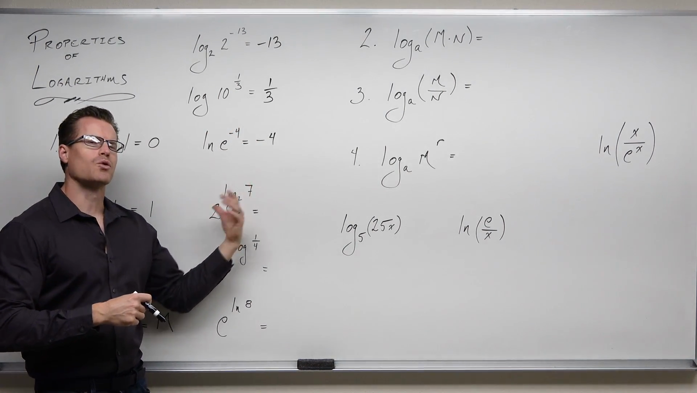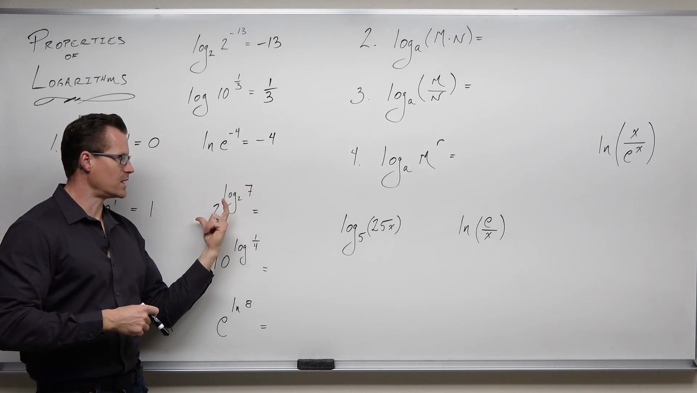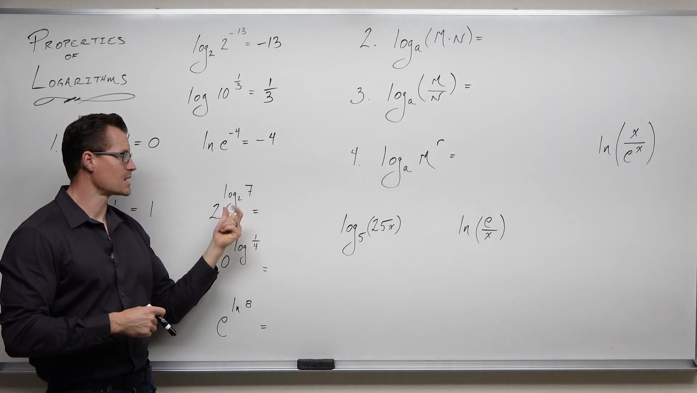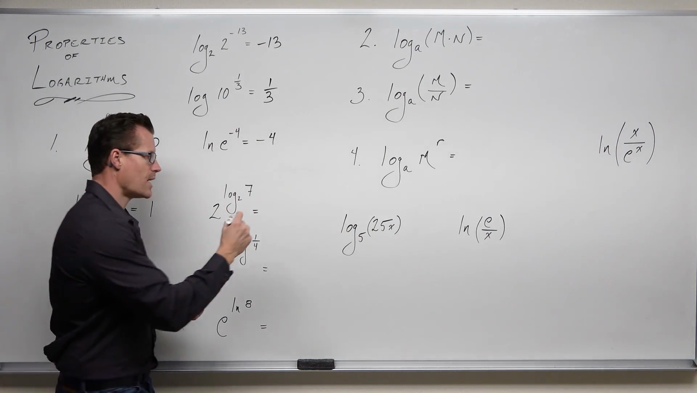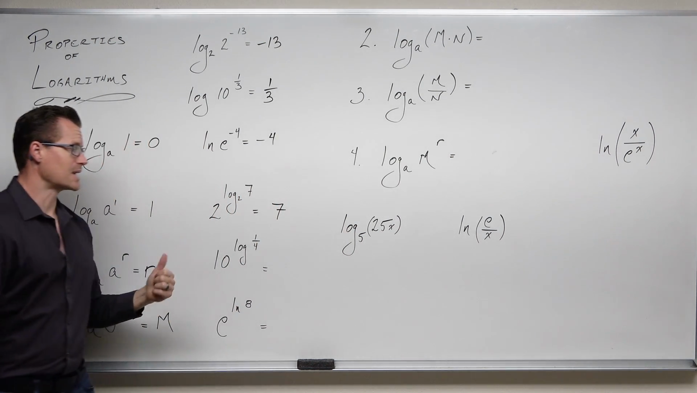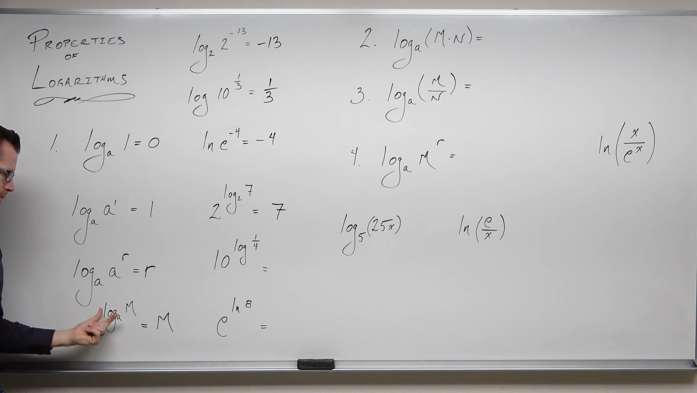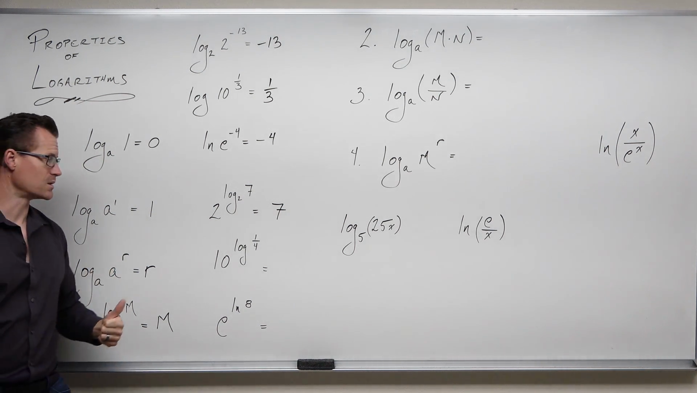How about this one? Well, this is the other way. We've composed a logarithm onto an exponential, but you still have the same base. This is a function composed on its inverse. It's going to simplify and give you, in this case, 7. We're right here right now. Bases match up. They're going to simplify.